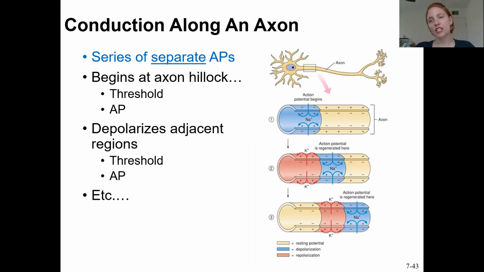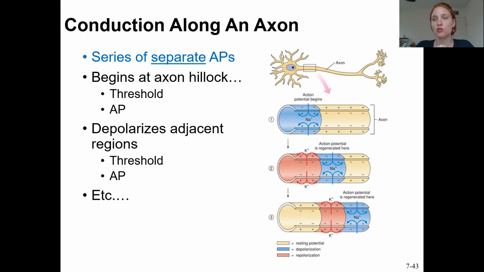So remember that action potentials are all or nothing. And what that means is once you start an action potential, once you reach the threshold to create an action potential, it's going to have exactly the same amplitude and behave exactly the same way. So one action potential cannot change. So if you're talking about propagating or moving the action potential, what you're really doing is creating a series of separate action potentials that are right next to each other.